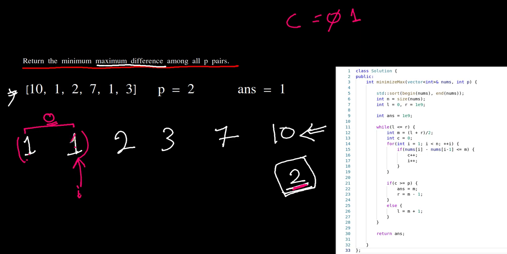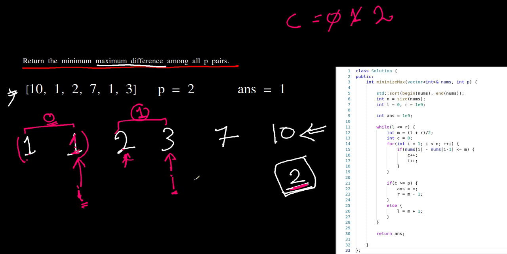And because now 1 is already part of this pair, next we will not move i to this and compare 2 with 1, because 1 is already taken. We increase i, so i is here. Then we compare i with i minus 1. This is i minus 1. 3 with 2. The difference is 1. Is 1 less than or equal to 2? Yes. So we increase the counter to 2.